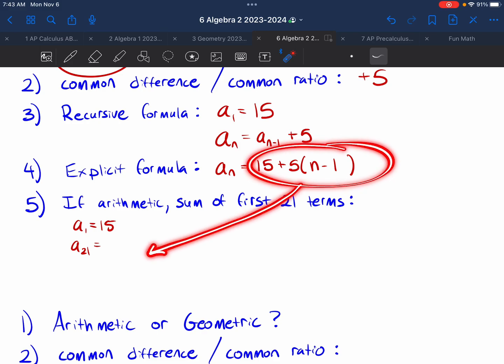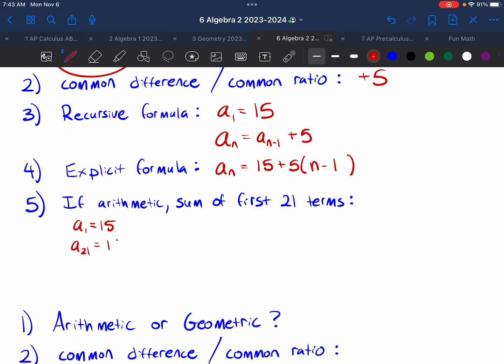I'm going to pull it down here, and I'm going to say that this is 15 plus 5 times what minus 1? I'm going to plug in n minus 1. So this is 21 minus 1. It's going to be plugged over here. 21 minus 1. And what is that going to be? It's going to be 15 plus 5 times 20. 5 times 2 is 10. Add on an extra 0 is 100. So this is going to be 15 plus 100. This is going to be 115.